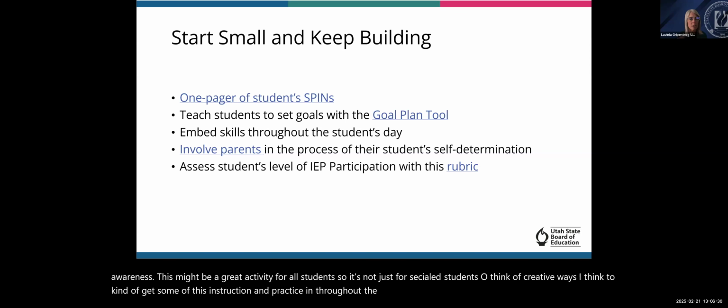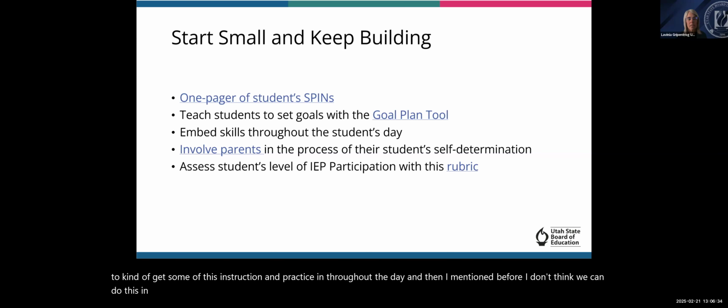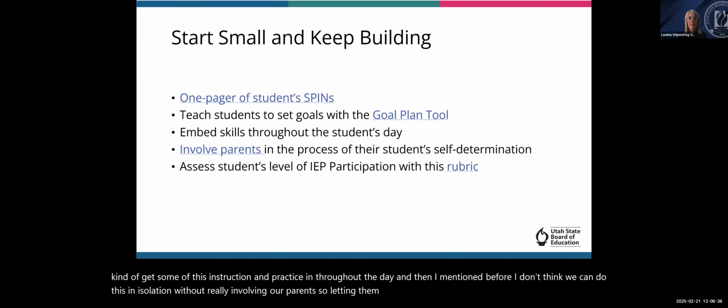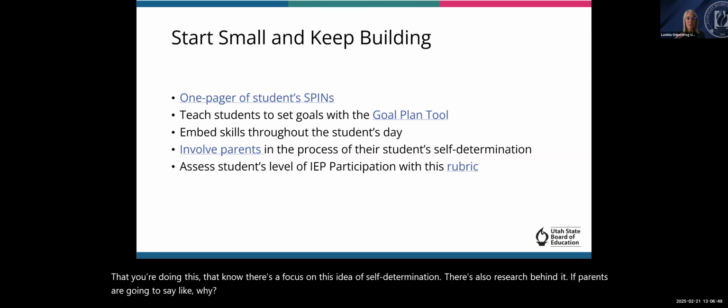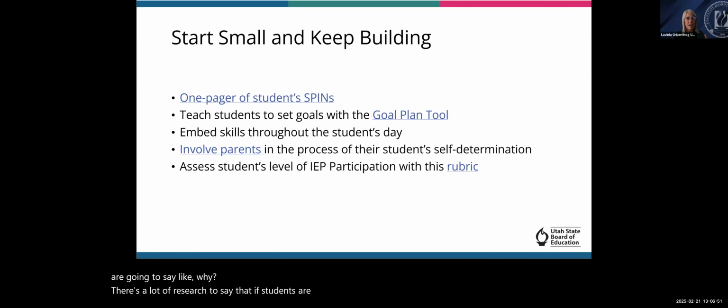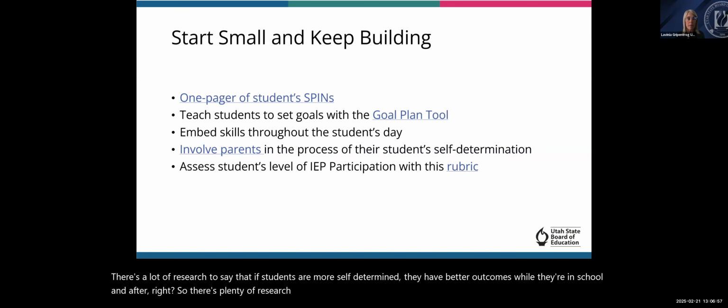And then I mentioned before, I don't think we can do this in isolation without really involving our parents. So letting them know that you're doing this, that there's a focus on this idea of self-determination. There's also research behind it. If parents are going to say, why, right? There's a lot of research to say that if students are more self-determined, they have better outcomes while they're in school and after, right? So there's plenty of research that says the why behind it.